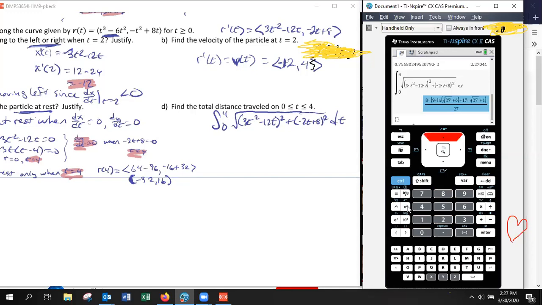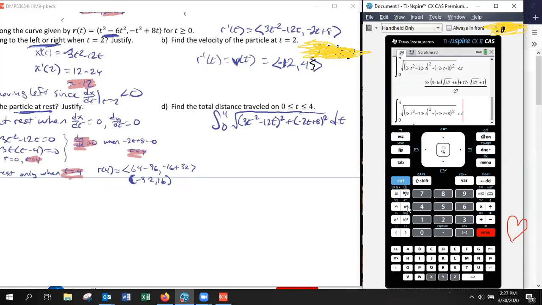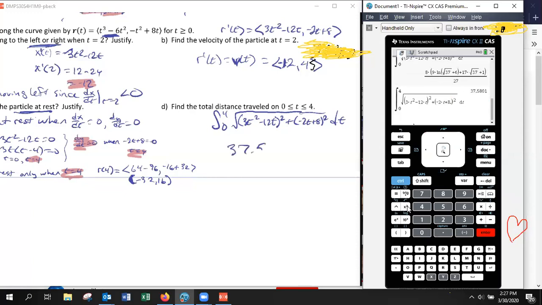And I get that nasty looking thing. So let's throw in a decimal point somewhere so that we can get a value. 37.581. So total distance is 37.581.